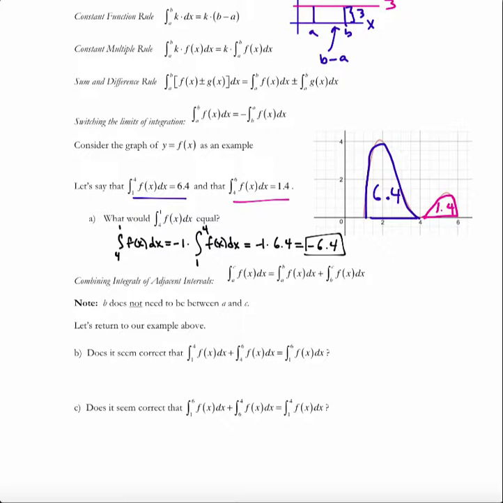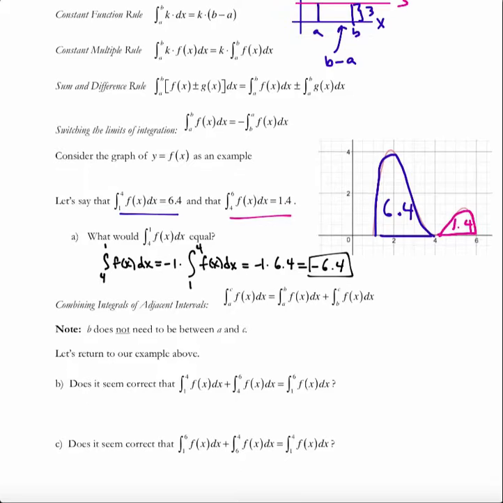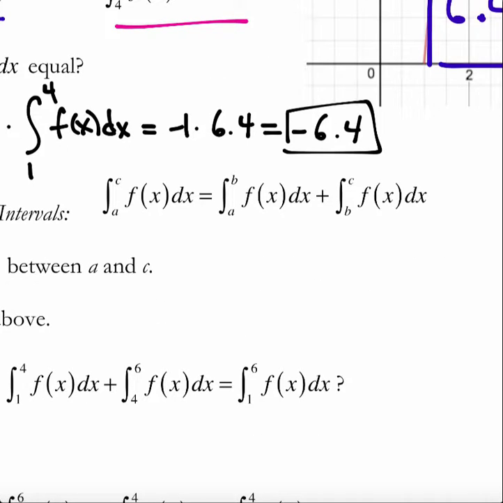Okay. And so here was a situation in which the definite integral from 4 to 1 of f of x dx was equal to -6.4. That is crazy. One thing we can also use to our advantage is combining integrals of adjacent intervals. I'm going to zoom in on this for a moment, which says that the definite integral from a to c of f of x dx is equal to the definite integral from a to b of f of x dx plus the definite integral from b to c of f of x dx.